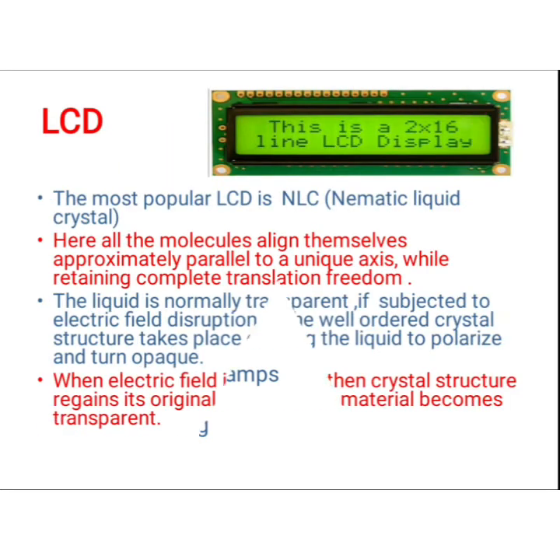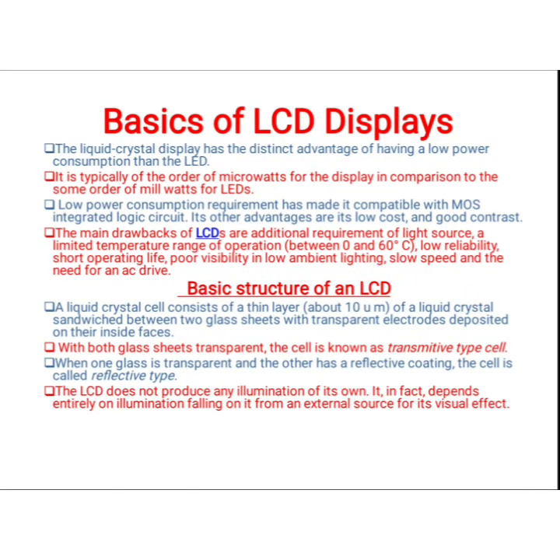Now let's see the different types of liquid crystals available. The liquid crystals are of two types. The first one is dynamic scattering liquid crystals. Based on the molecule settings, we have two types of LCDs: the dynamic scattering type and the field effect type. Before that, the basic structure of LCD is classified as two types: one is transmittive type, the other is reflective type.